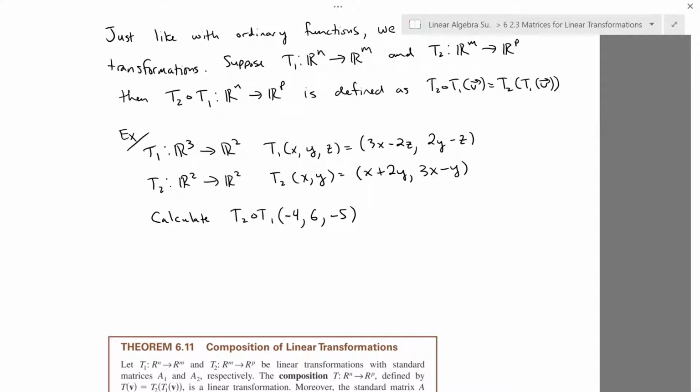As mentioned, you apply the inner function first. So I apply T1 to the vector (-4, 6, -5). I just plug it in for T1. That's 3 times -4 minus 2 times -5, and then 2y, so 2 times 6 minus z, which is -5. The result is -12 plus 10 is -2, and 12 plus 5 is 17. So the output of T1 is (-2, 17).